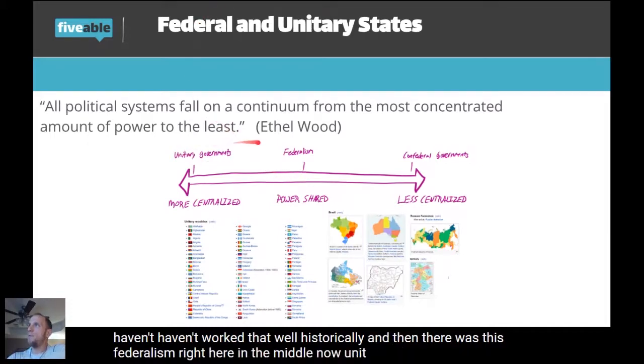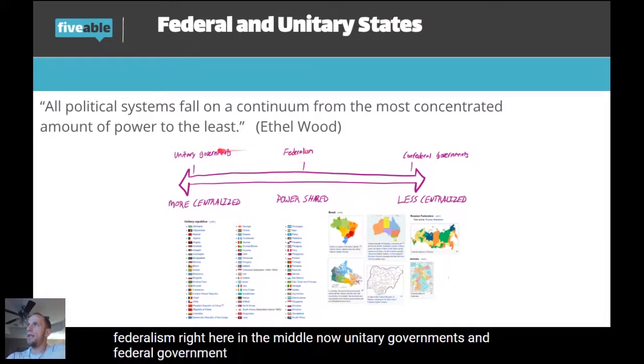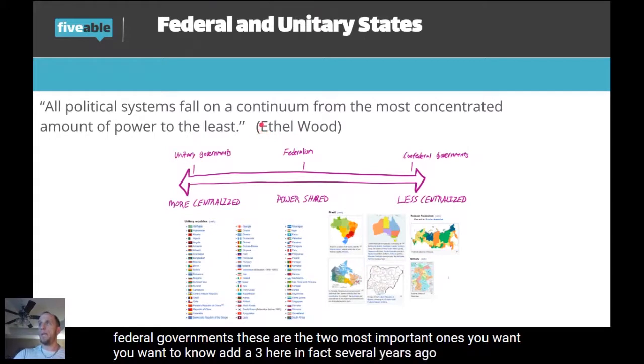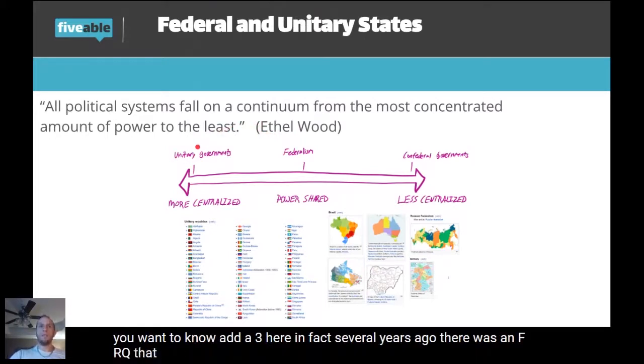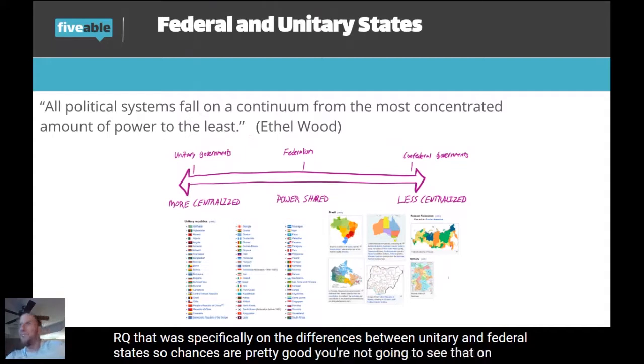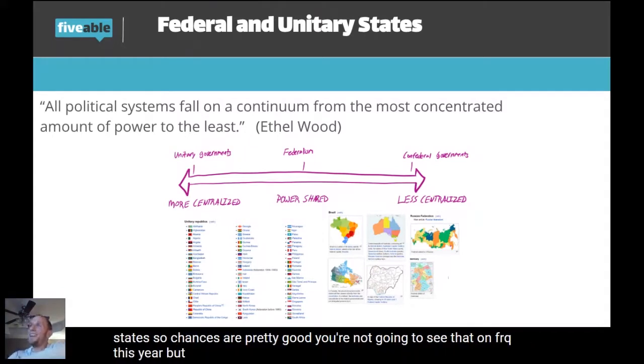Now unitary governments and federal governments, these are the two most important ones you want to know out of the three here. In fact, several years ago, there was an FRQ that was specifically on the differences between unitary and federal states. So chances are pretty good you're not going to see that on the FRQ this year, but you could see something related to this, maybe not directly on that exact same topic.